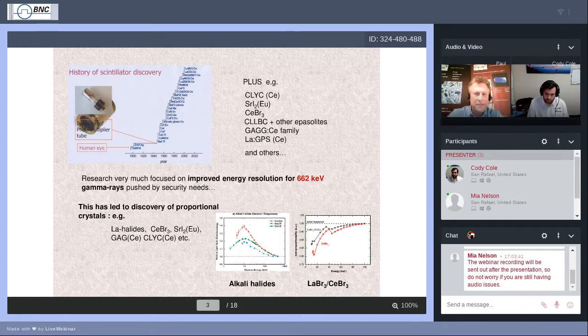Proportionality means that the light output per unit energy is constant as a function of the energy. For a proportional crystal, this value is close to unity. On the existing alkali halides, we see this number rises up to 1.4, going from 1 MeV to a few tens of keV. Whereas on proportional crystals, lanthanum bromide or cerium bromide, this number is much more constant. And because we have proportional crystals, we can achieve a very good energy resolution, close to 3 and 4%.